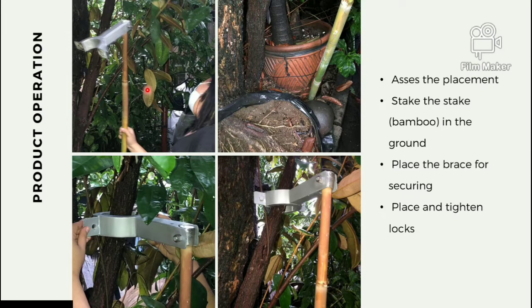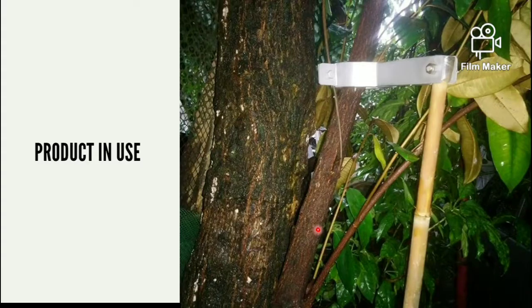So how to use the product? First, you have to assess the placement. Then second, you stake the bamboo in the ground deep enough. Then third, you place your brace. Then fourth, you put your screws and then you lock it. So there it is, product in use.